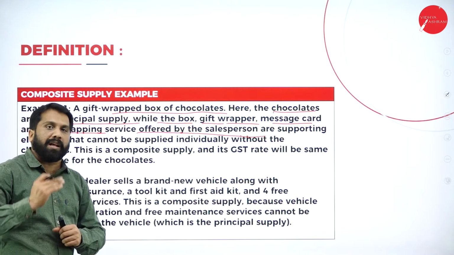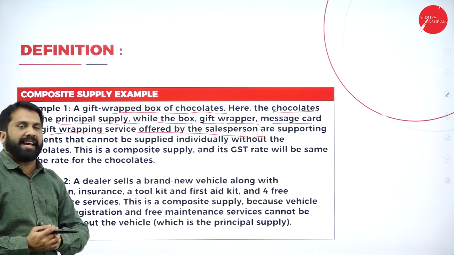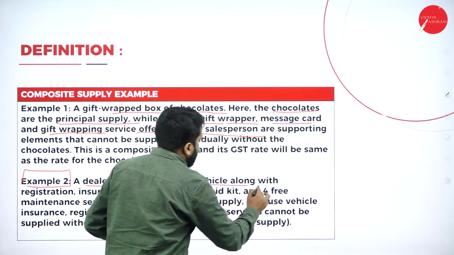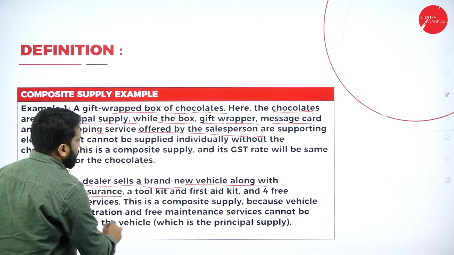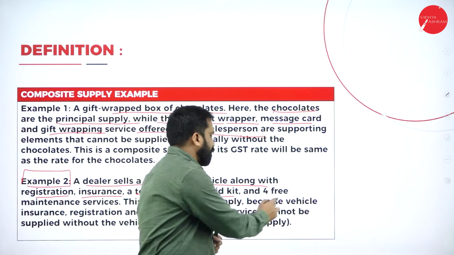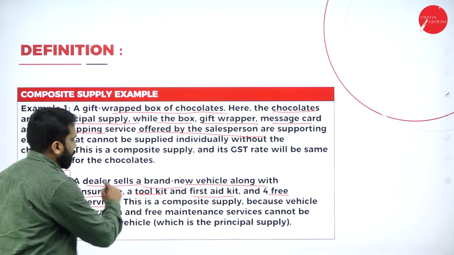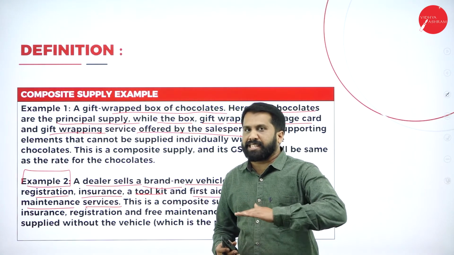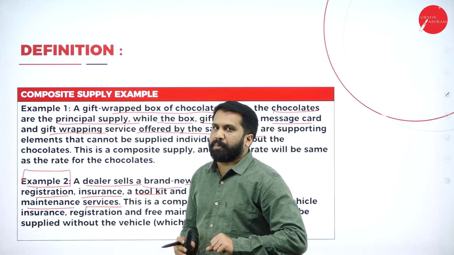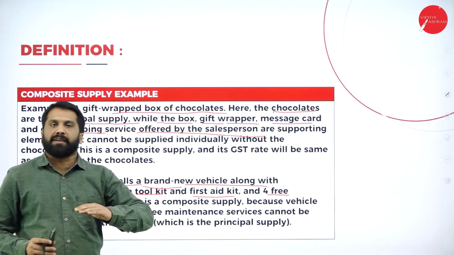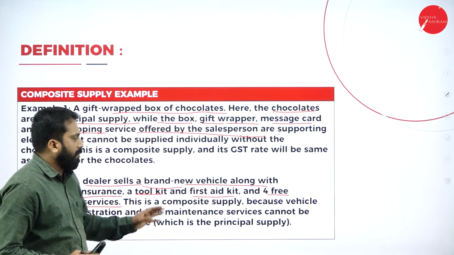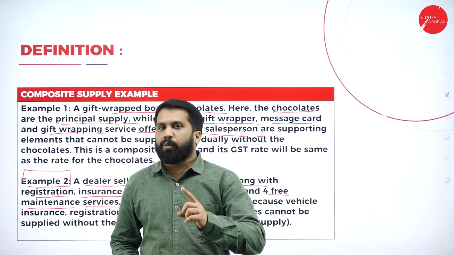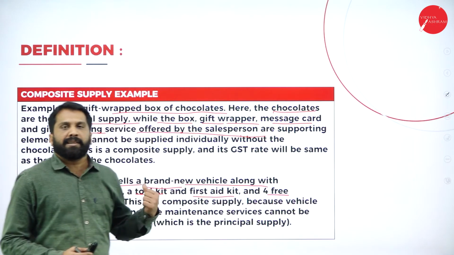Now, we'll go for one more example regarding composite supply. Example number 2: a dealer sells a brand new vehicle along with registration, insurance, toolkit, first aid box, all with 4 free maintenance services. See, if you go and purchase a two-wheeler, what happens? Along with the two-wheeler, they will give you a seat cover, number board, handle grip and footrest. Along with that, one cover on the engine, a registration, first aid kit, and tool kit. Along with that, they will give you free service for 1 year. So all this we call composite supply.